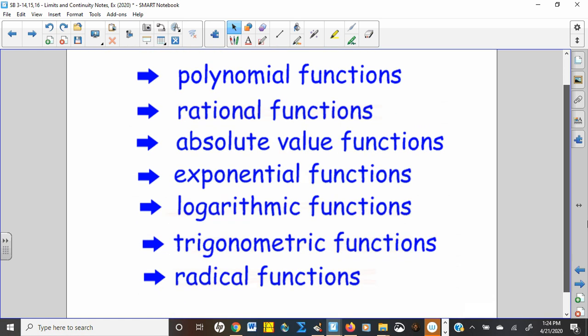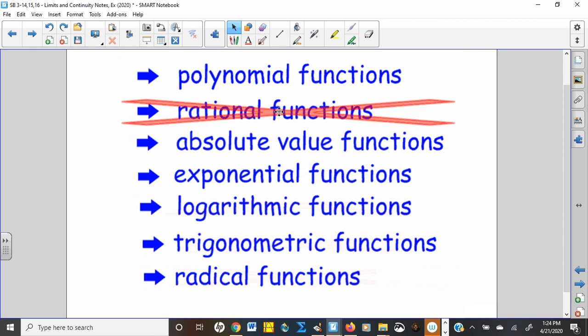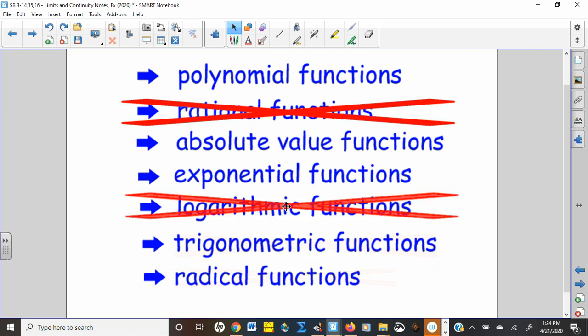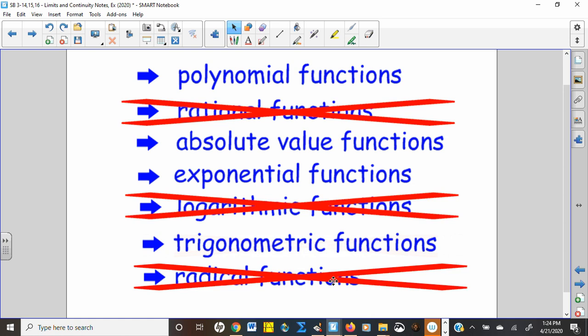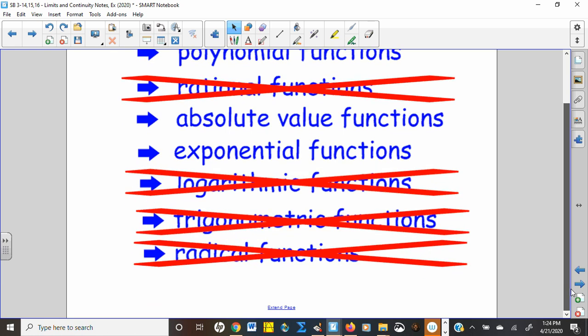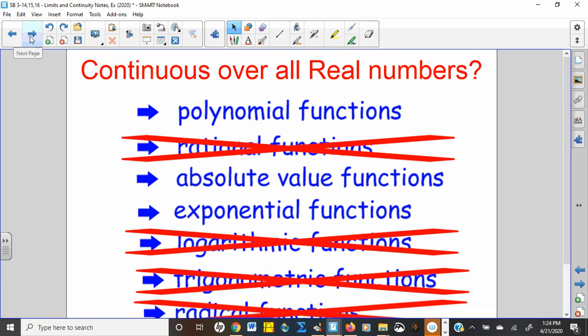Well, polynomial functions, yes. Rational functions, no. Anywhere they have zeros in the denominator, see you later, right? Absolute value functions, yes. Those V's never have breaks in them, do they? Exponential functions, yes. Logarithmic functions, no. They're not even defined over all real numbers, right? They're going to be defined on one side or the other. Same thing with radical functions. Now, if it's an odd root, yes. But if it's an even root, no. Trigonometric functions, sine and cosine, yes. But the other four would not be defined continuous over all real numbers. So that's just a little review.